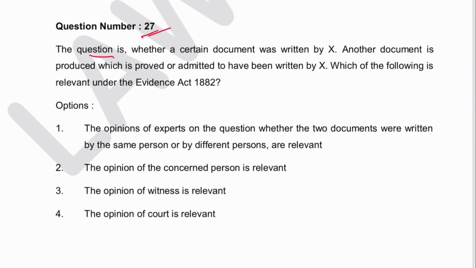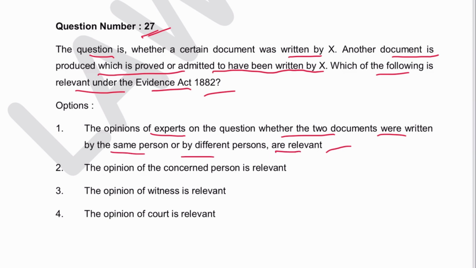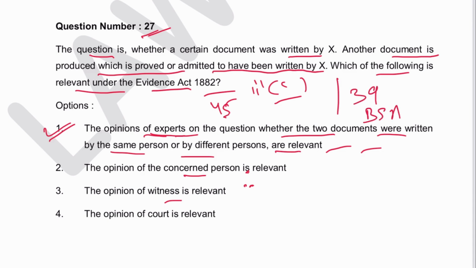Next, 27. The question is whether a certain document was written by X. Another document is produced which is proved or admitted to have been written by X. Which of the following is relevant under the Indian Evidence Act? The opinion of an expert on the question whether the two documents were written by the same person or different persons are relevant. This is correct. Opinion of the concerned person, no. Witness, no. An expert's opinion is required. So 1 is the answer. Mentioned in section 45, and this is illustration C. Okay. Now section 45 has become 39 in Bharatiya Sakshya Adhiniyam.